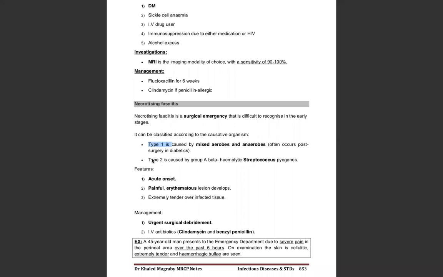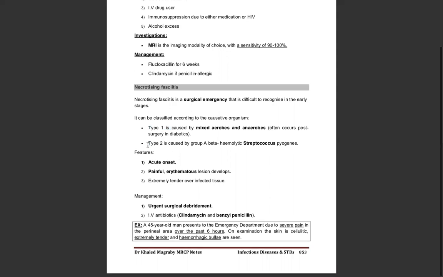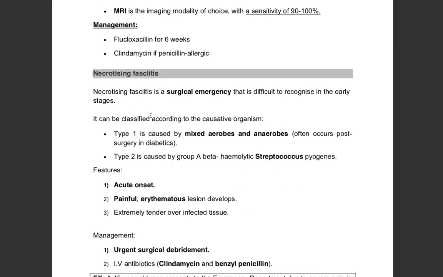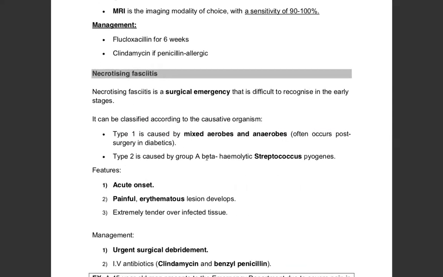Now we are coming to necrotizing fasciitis. As I was telling, there are type 1 and type 2. Type 1 is mostly associated with type 1 diabetes, and also peripheral vascular disease, and it is caused by gram positive, gram negative, and anaerobes.